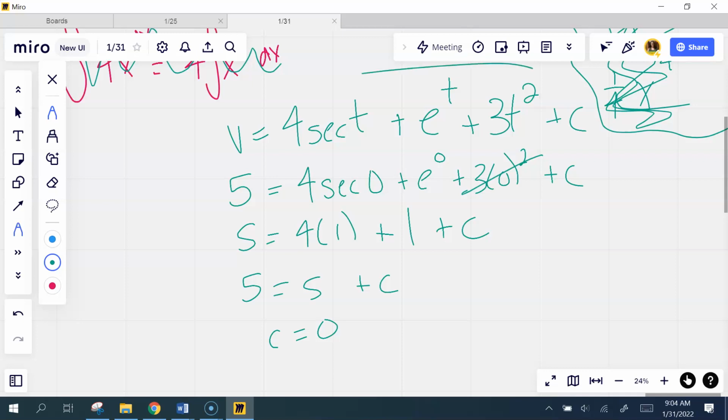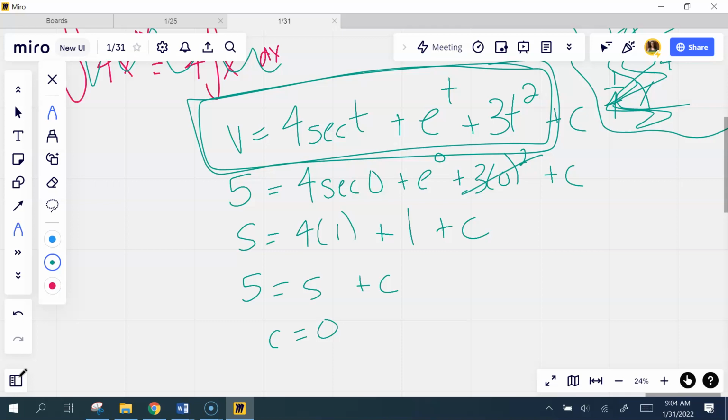So my actual equation is just this without the C. It's always 0 something because it's an initial value, but the other value.